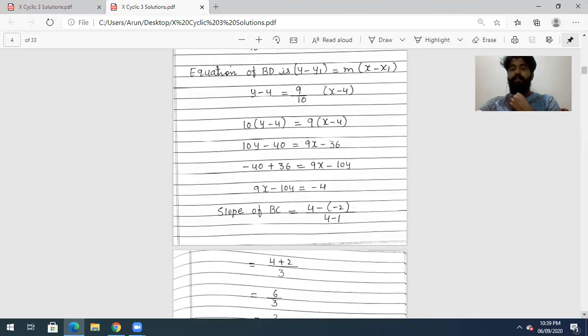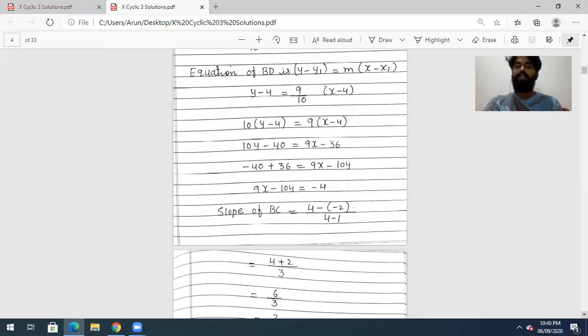In the second part, we have to calculate the equation of altitude AE. Altitude means the height dropped from one vertex to the opposite side. So from A, when you drop an altitude, it will be on the side BC. And if you are dropping an altitude, it is going to be perpendicular to the side BC. So therefore, the product of the slopes is going to be minus 1.